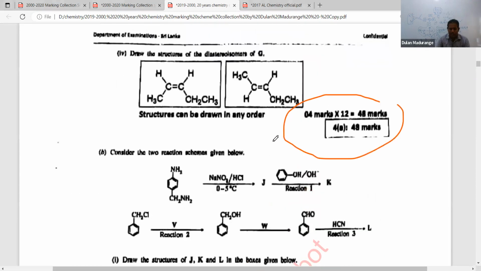Out of 48. Okay. So here, G is showing diastereomerism, so there can be cis and trans structures, right? When you have two H's at the same side, this is cis. And when you have two H's at either side, there is trans. You can draw cis and trans structures for G. Any issues? Okay. I'm moving to the next part.